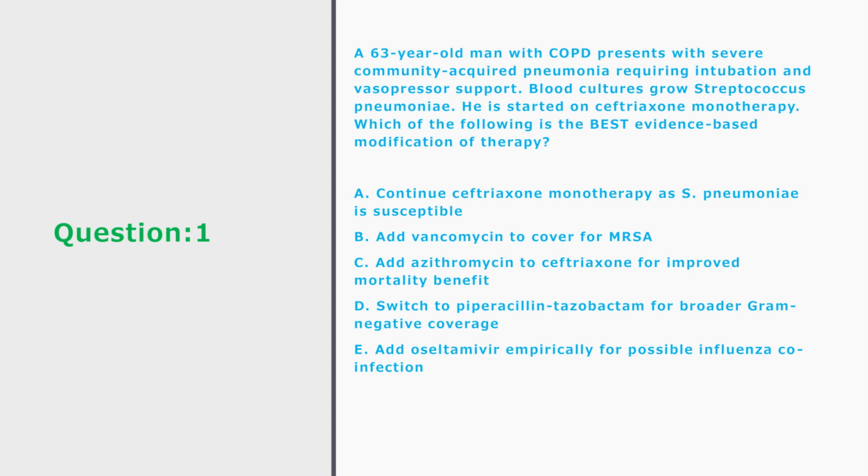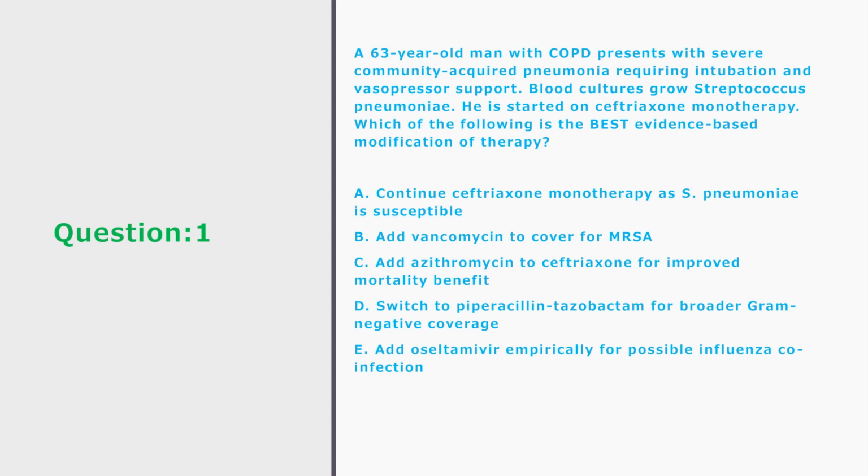A 63-year-old man with COPD presents with severe community-acquired pneumonia requiring intubation and vasopressor support. Blood cultures grow Streptococcus pneumoniae. He is started on ceftriaxone monotherapy. Which of the following is the best evidence-based modification of therapy?